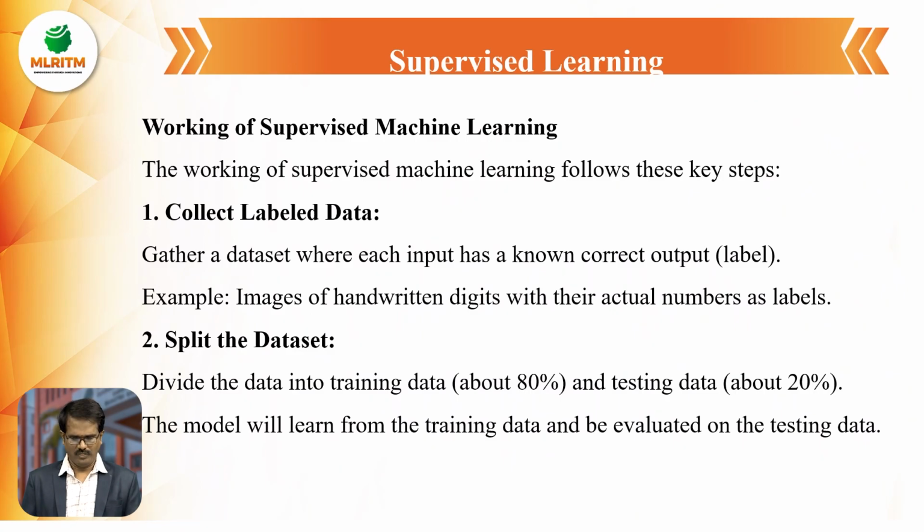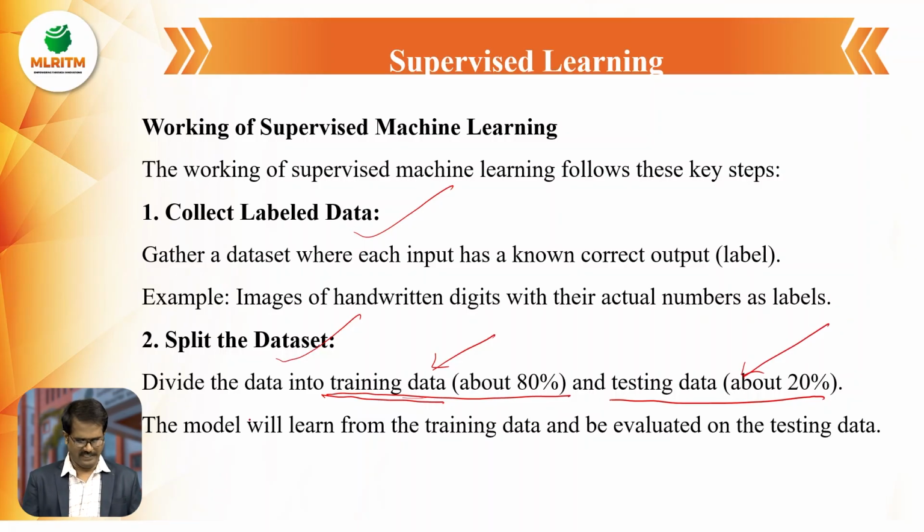Next, coming to the working of the supervised learning algorithm. How are classification or regression algorithms working? First, collect the labeled data set, gathering the information about the data. After that, split the data into two parts, the training data set and the test data set. Suppose a data set contains 100 values. 80 values are considered as the training data set, and 20 values are considered as the test data set. So, collect the data, split the data.